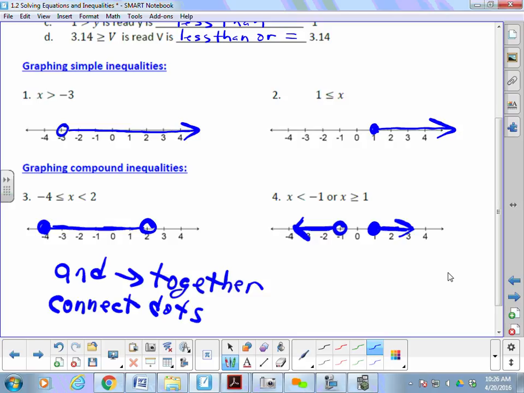Okay. So, or implies apart. Or they go opposite directions. And means coming together, so we connect the dots. Or means apart, which means they're going the opposite ways. Okay?